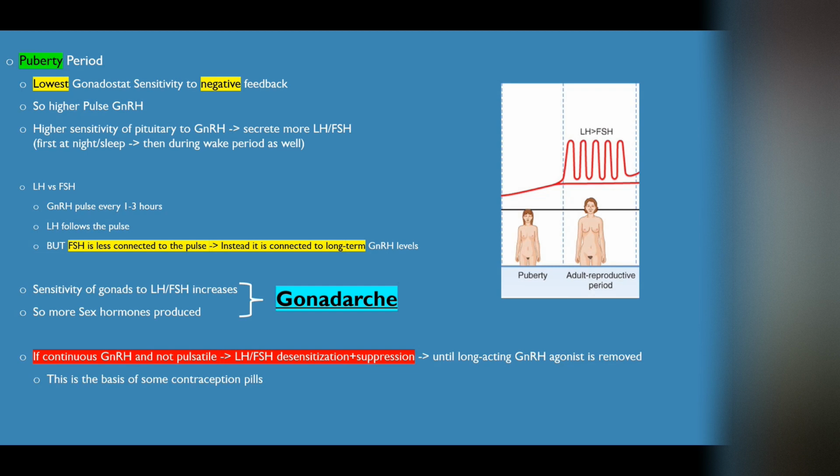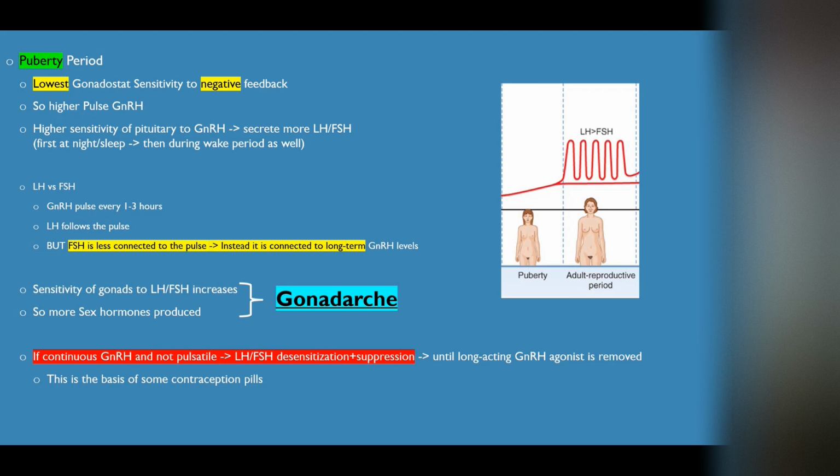Gonadarche is basically the sensitivity of the gonads to LH and FSH increasing, more sex hormones are produced, and you have the symptoms of gonadarche. Gonadarche is actually your onset of puberty. When we speak about onset of puberty, we know that adrenarche happens at 5 to 8 years old, but now we care about gonadarche. When we start to see puberty, it's actually gonadarche. The gonads are responsible for the first symptoms you see.